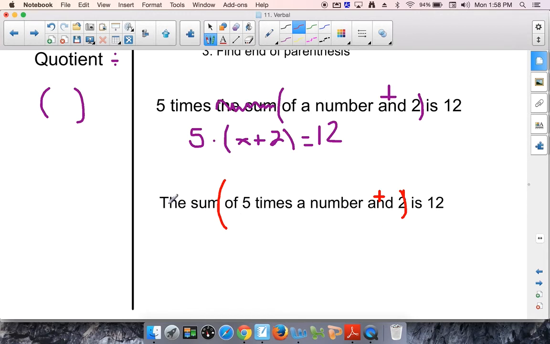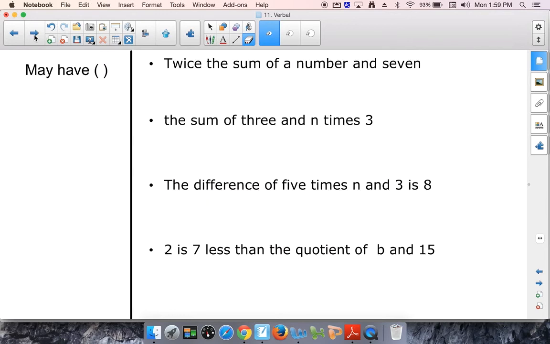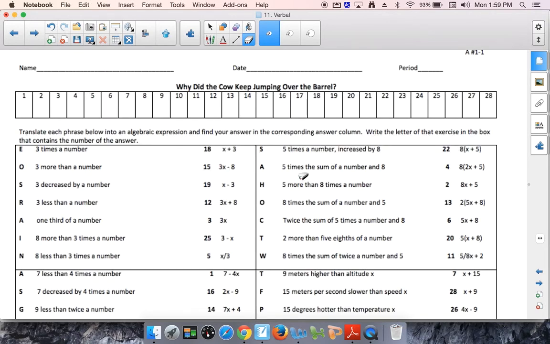So now, we don't need the sum, so now we can go left to right. 5 times a number plus 2 is 12. Now, are we distributing anything out here? The answer is no. Because the answer is no, we actually can get rid of these parentheses, and there's our two-step equation.